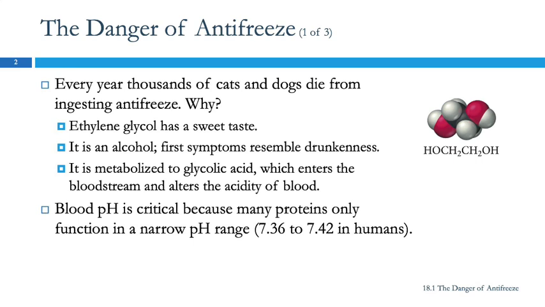It's very toxic. So the first symptoms resemble drunkenness because ethylene glycol is an alcohol, but then it gets metabolized to glycolic acid, which affects the acidity of the blood. Blood pH is really important. A lot of proteins only function within a very narrow pH range. And so in humans, to stay alive, you need your blood to be between 7.36 and 7.42 in pH.